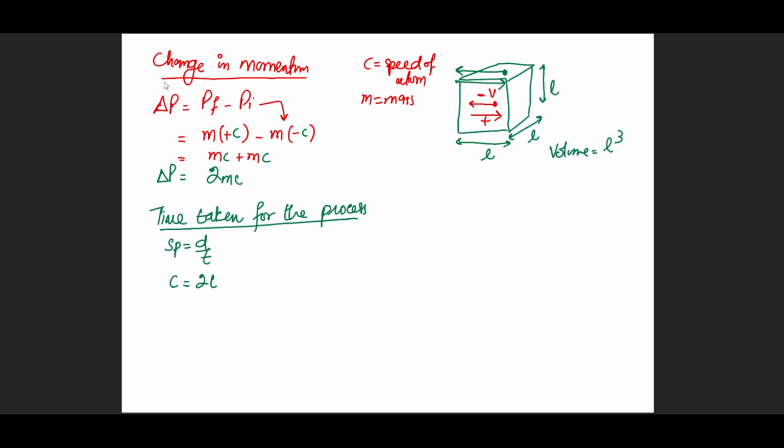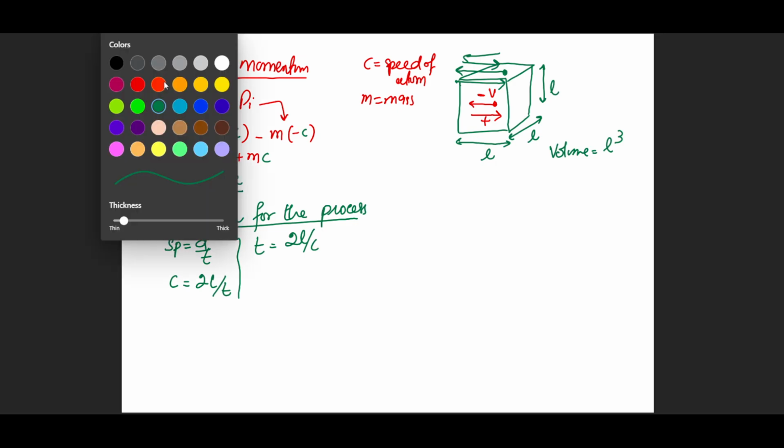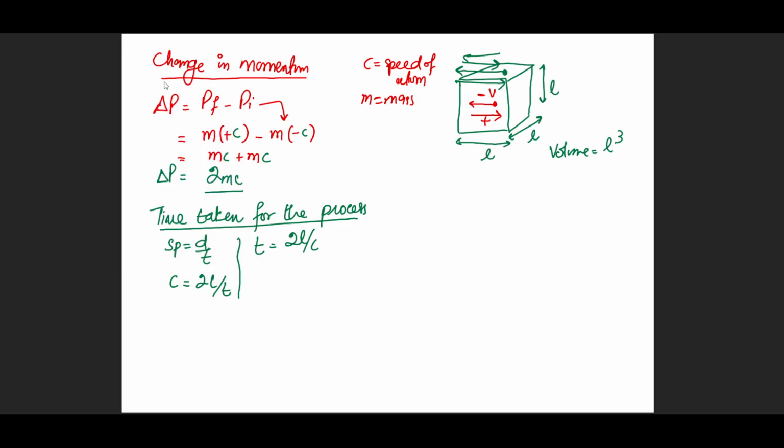Once the L will be considered for incoming distance and then going away, and this is being divided by T. So we rearrange, and T is equal to 2L divided by c. So this will be the time taken for the process, or for this change of momentum, right?